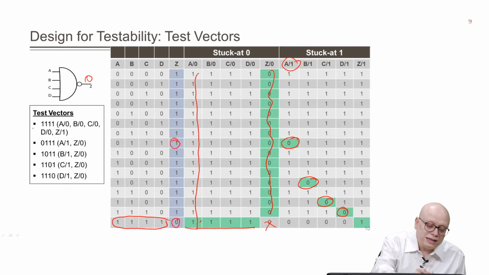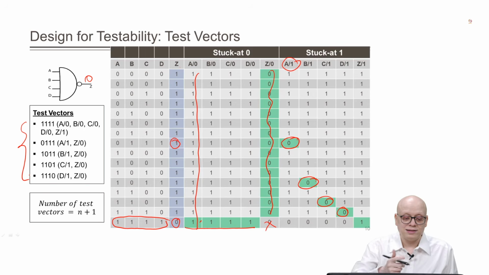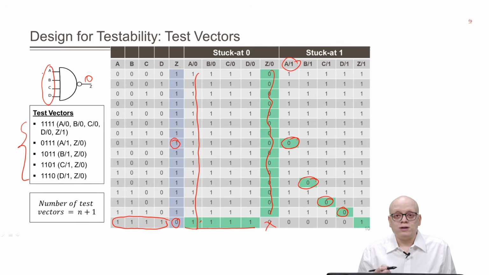So, these 5 test vectors can cover all the stuck-at faults in our circuit, right. So, instead of 2 to the power 4, that is 16 input combinations, we need to apply only 5 combinations, right. Since there were 4 input pins, we required 5 test vectors to detect all the stuck-at faults.